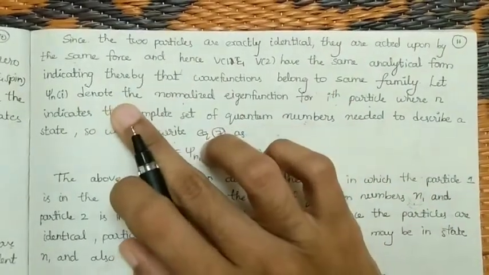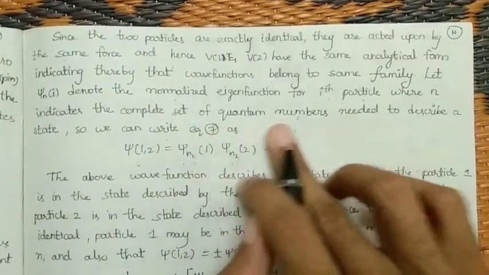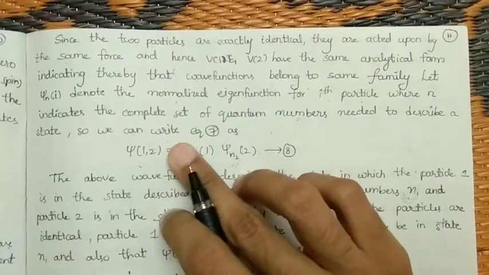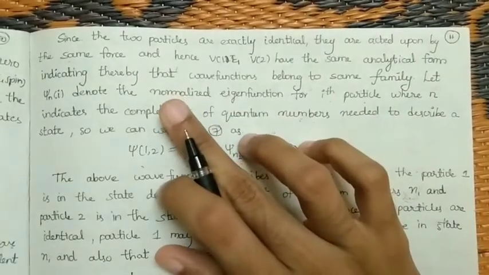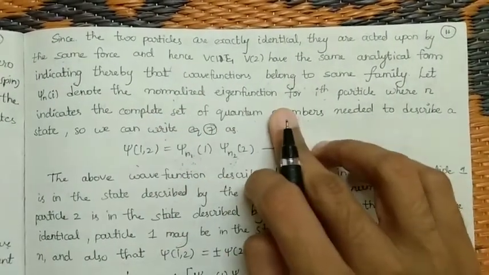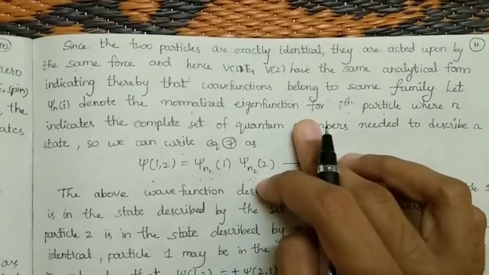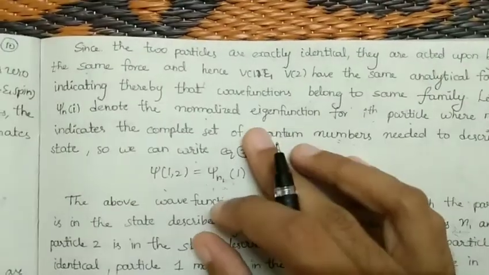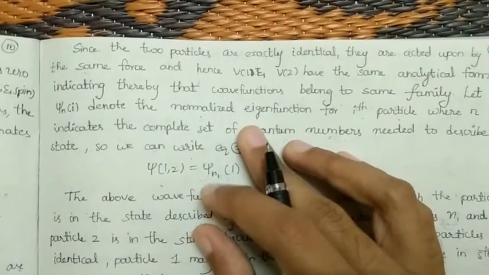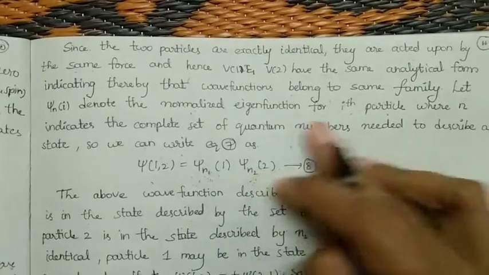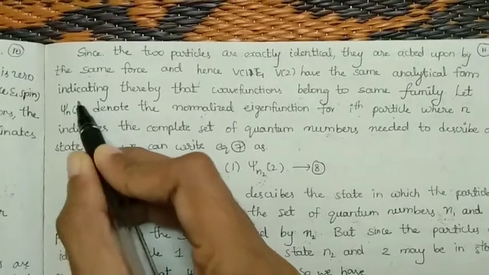Let ξ n of i denote the normalized eigenfunction for the ith particle. The n indicates the complete set of quantum numbers needed to describe a state. So we can write equation 7 as follows. Next, they are considering that ξ n of i denotes the normalized eigenfunction. If it is normalized, the integral of ξ ξ star d tau is equal to 1. If we get the integral of ξ ξ star d tau equal to some constant value, then it is unnormalized. This is the eigenfunction for the ith particle.